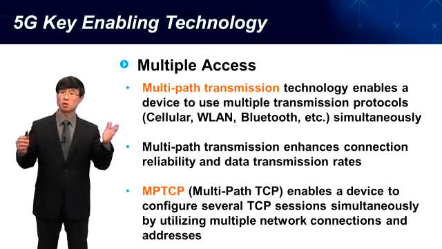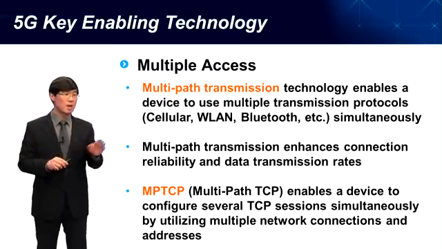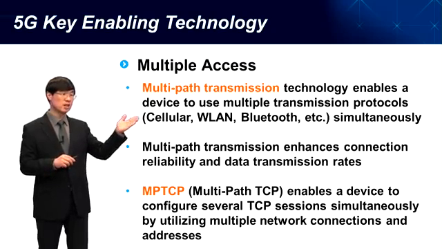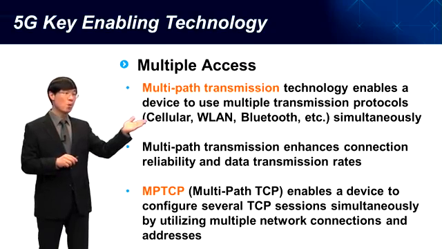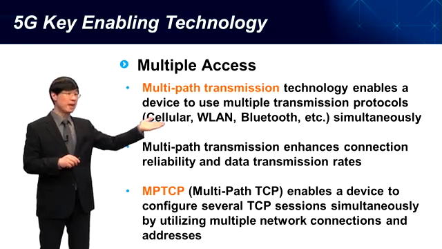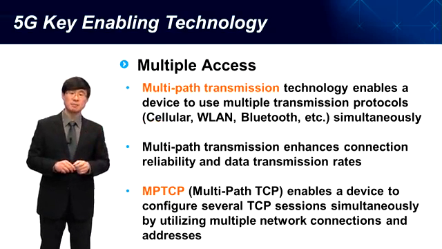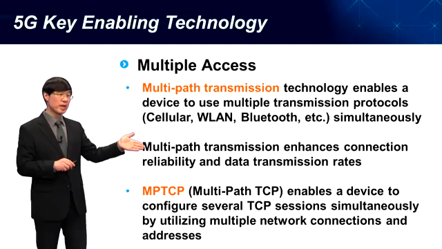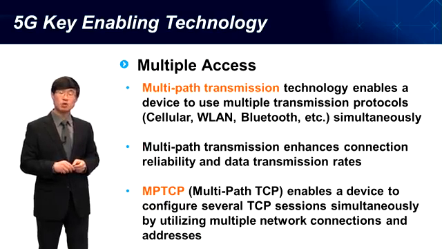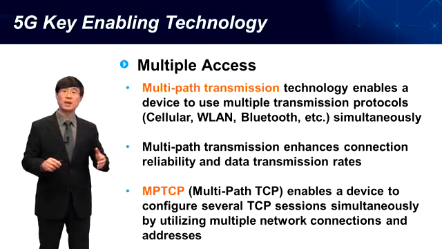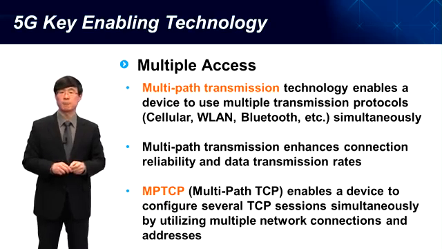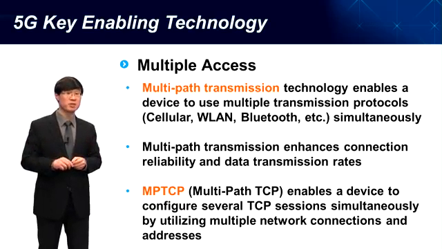And then we have multiple access. Now, multipath transmission technology enables a device to use multiple transmission protocols, such as our cellular 3G, 4G, wireless LAN like Wi-Fi, and Bluetooth techniques at the same time. Now, multipath transmission enhances connection reliability and data transmission rates. So in other words, we can get higher data rates and have them much more stable and reliable. So it's like a win-win, getting everything better together.